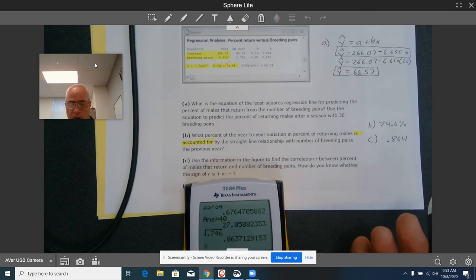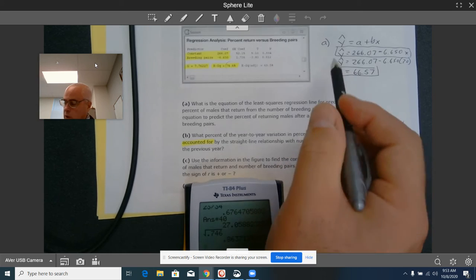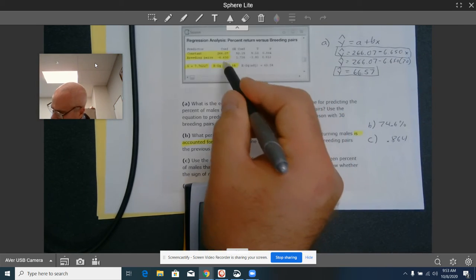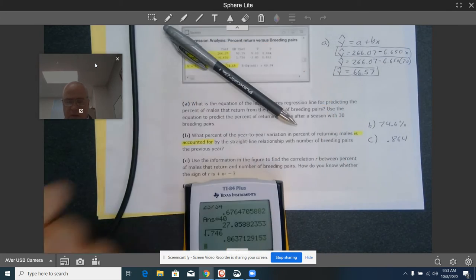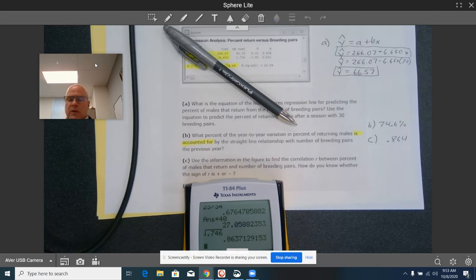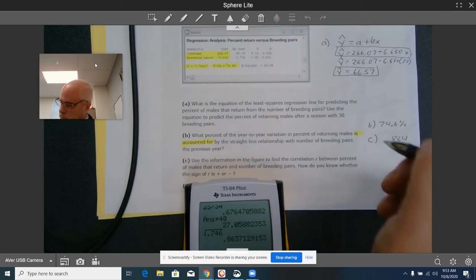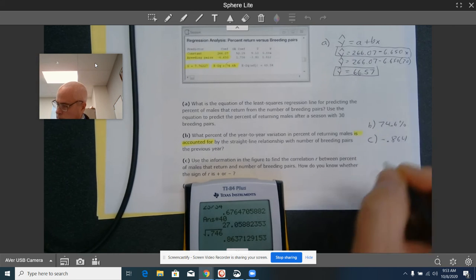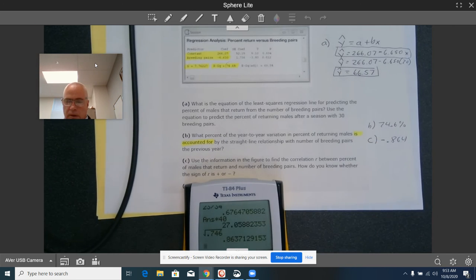How do you know whether it's positive or negative? Well, go back and look at the slope. The slope was negative, right? So that means our line looks like this, and that means that we have a negative correlation. That's all you have to do, take the square root and make sure that you know that it is negative, and that checks.